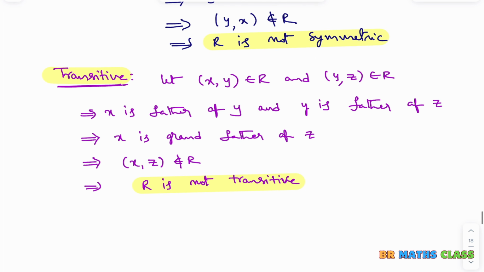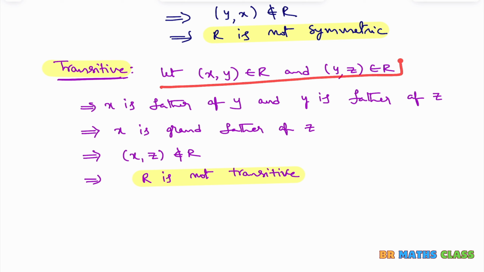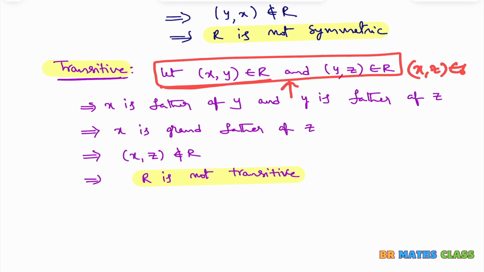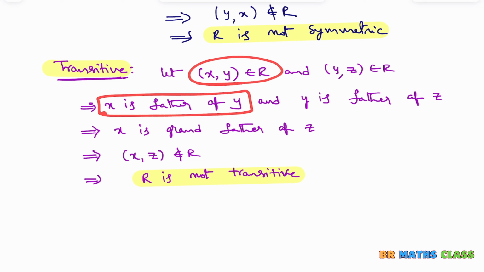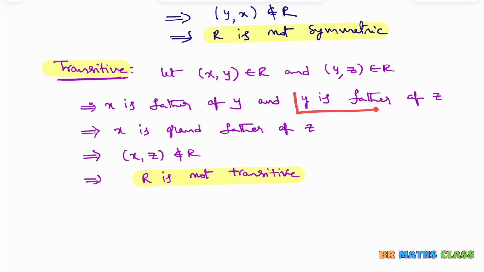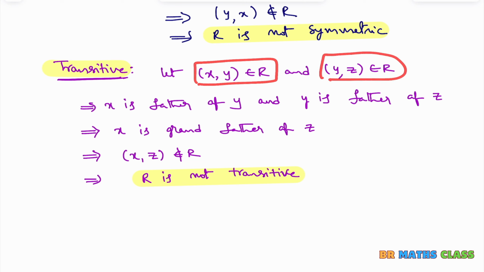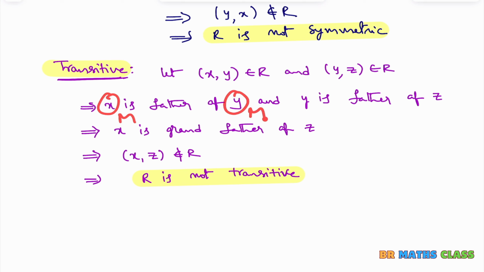Now we'll check the transitive condition. What is the transitive condition? If x comma y and y comma z exist in the relation, then we look whether x comma z is there in the relation or not. Okay, first I take x comma y and y comma z in the relation. X comma y belongs to R means x is a father of y, and y is a father of z. First we'll check whether such a pair exists or not. Suppose x is a male, y is also male. Just suppose such a pair exists or doesn't exist.